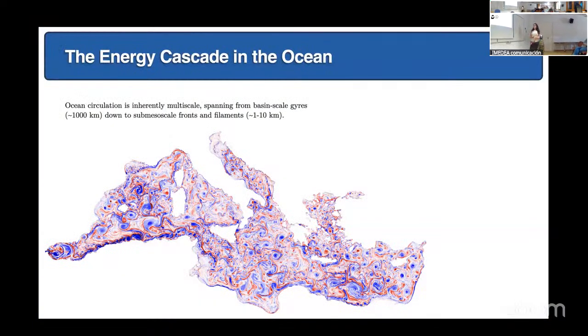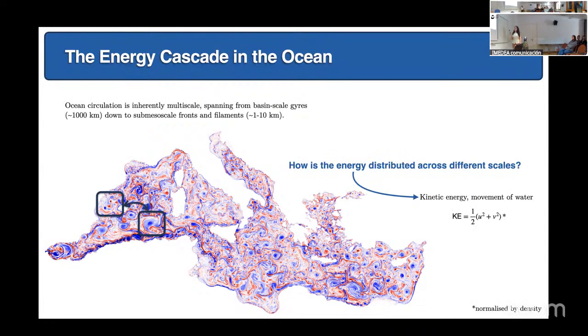So the ocean, we know it's multi-scale, meaning that we have different structures of different sizes. For example, here we have in the Balearic Sea these eddies that are smaller than this big gyre in the Algerian basin. So a question in physical oceanography is how is the energy distributed across these different scales? Here we refer to energy as kinetic energy, that is the movement of water, the square of the velocity field.